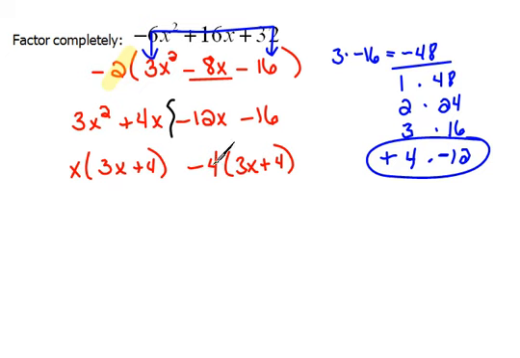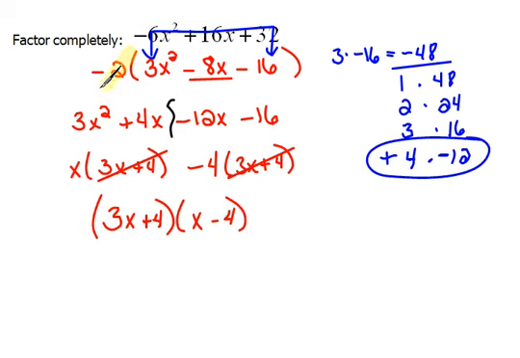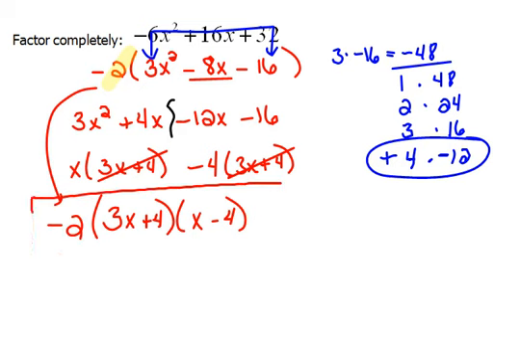Now check it to make sure. Negative 4 times positive 4 is negative 16? Absolutely. So when we rewrite this, pulling out our common binomial factor of 3x plus 4, we're left with x minus 4. Now don't forget, we did factor something out to begin with, so we need to bring that down, continue that as a complete factor there.